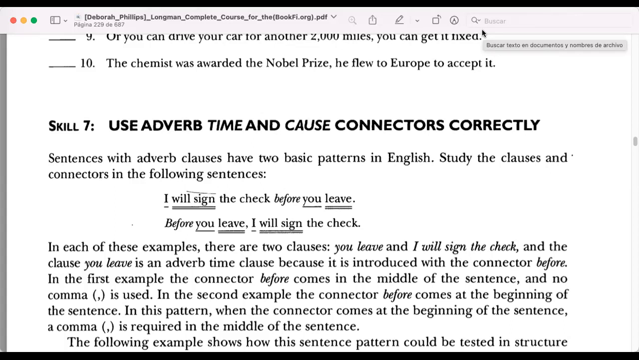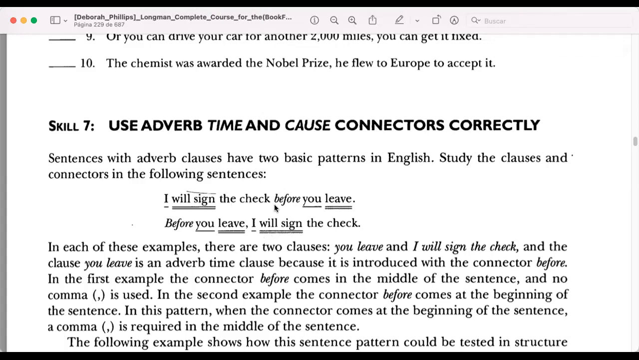In the first example, the connector before comes in the middle of the sentence and no comma is used. In the second example, the connector before comes at the beginning of the sentence. In this pattern, when the connector comes at the beginning of the sentence, a comma is required in the middle of the sentence. So, as you can see, Vale, we have this, okay? I will sign the check before you leave.